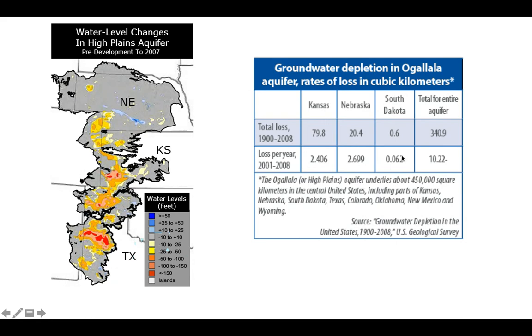And it looks like the loss per year is pretty significant. You can see the water levels are going down in each of these areas because that water is being utilized for crops in that area.